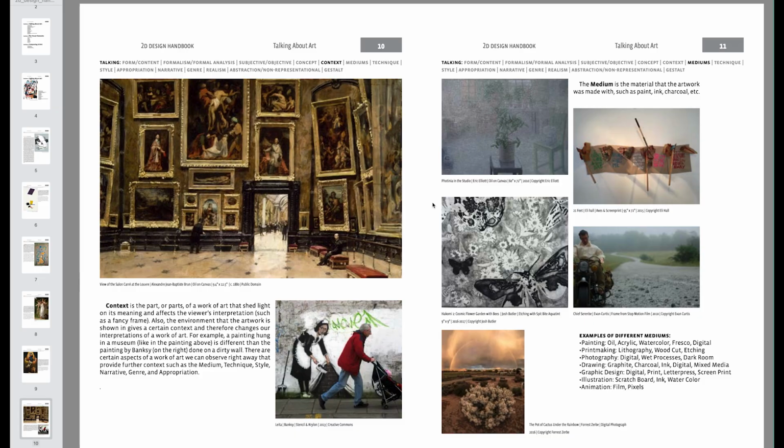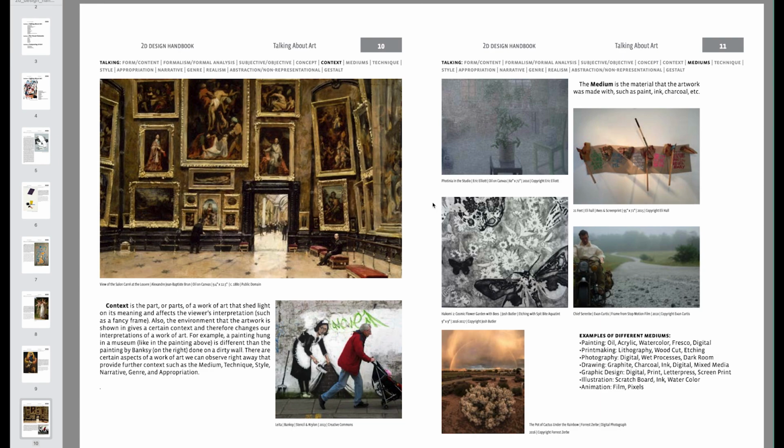There are certain aspects of art that we can observe right away that provide further context, such as medium, technique, style, narrative, genre, and appropriation. What do you guys think? How does the context of looking at a museum painting in a big gallery with a nice frame differ from the experience of seeing a beautiful piece of graffiti art on a wall? How does that context affect the meaning of the piece? What do you guys think?